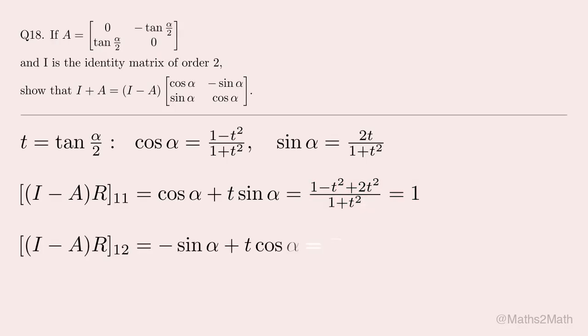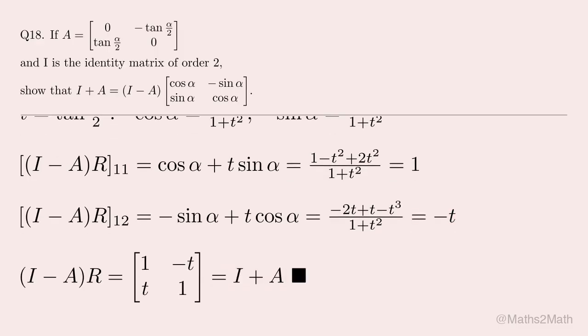The top right entry works out to minus sine alpha plus t cosine alpha. Substituting gives exactly minus t. By symmetry, the bottom row gives t and 1, assembling exactly I plus A. Identity proved.